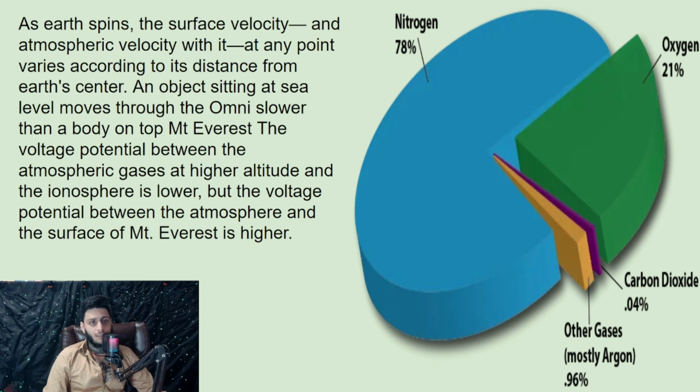As Earth spins, the surface velocity and atmospheric velocity with it at any point varies according to its distance from Earth's center. An object sitting at sea level moves through the Omni slower than a body on top of Mount Everest. The voltage potential between the atmospheric gases at higher altitude and the ionosphere is lower, but the voltage potential between the atmosphere at the surface of Mount Everest is higher.